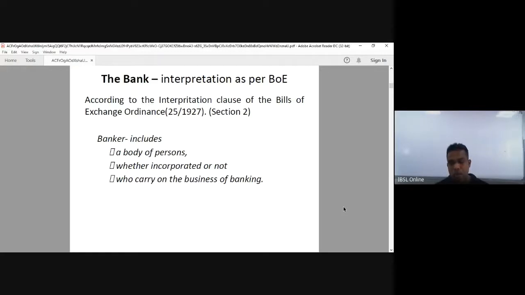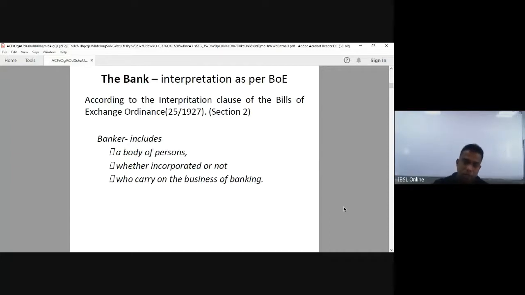So if you get a question at the exam to give an interpretation to the word bank or banker, don't write the interpretation of the Bills of Exchange Ordinance. You can write this to elaborate your answer, but this is not the correct definition applicable today. To understand banking, who is a banker and how the law has developed, this is important.